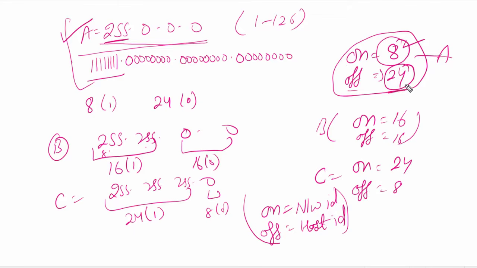Host ID means how many hosts can be used in this network. In B class, 16 bits are network and 16 bits are host. In C class, 24 bits are network and 8 bits are host. Okay, let me clear this up here.